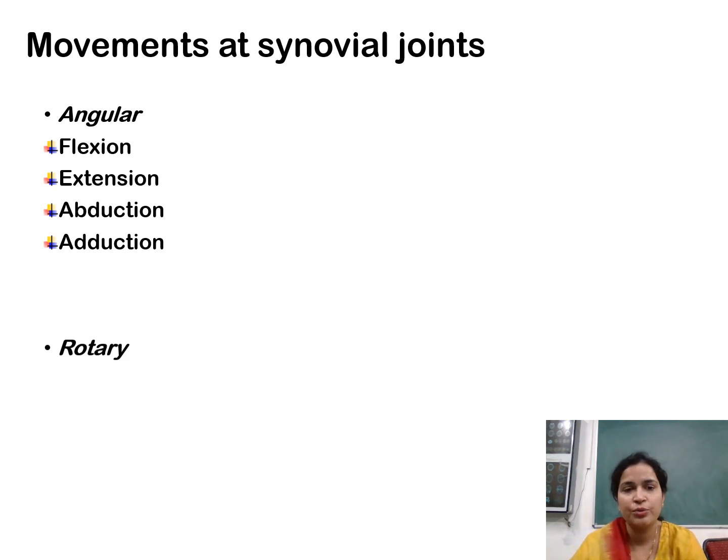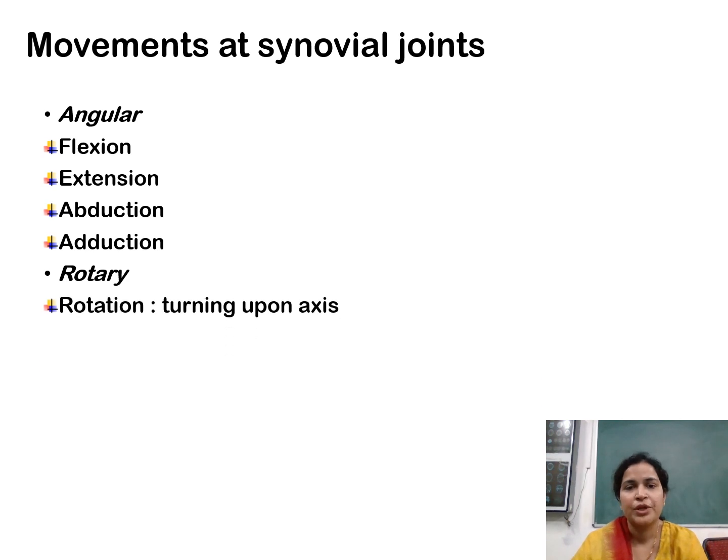And rotatory movements are also there, rotation, which is turning upon an axis, the vertical axis. Flexion and extension movements take place at the transverse axis. Abduction and adduction movements take place at the anterior posterior axis, and rotatory movements take place around the vertical axis.